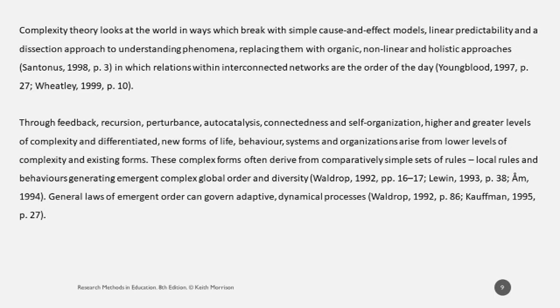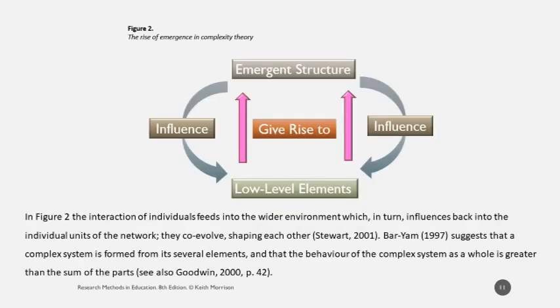Through feedback, recursion, perturbance, autocatalysis, connectedness and self-organization, higher and greater levels of complexity and differentiated, new forms of life, behavior, systems and organizations arise from lower levels of complexity in existing forms. These complex forms often derive from comparatively simple sets of rules, local rules and behaviors generating emergent complex global order and diversity. General laws of emergent order can govern adaptive, dynamical processes. In Figure 2, the interaction of individuals feeds into the wider environment which, in turn, influences back into the individual units of the network. They co-evolve, shaping each other.